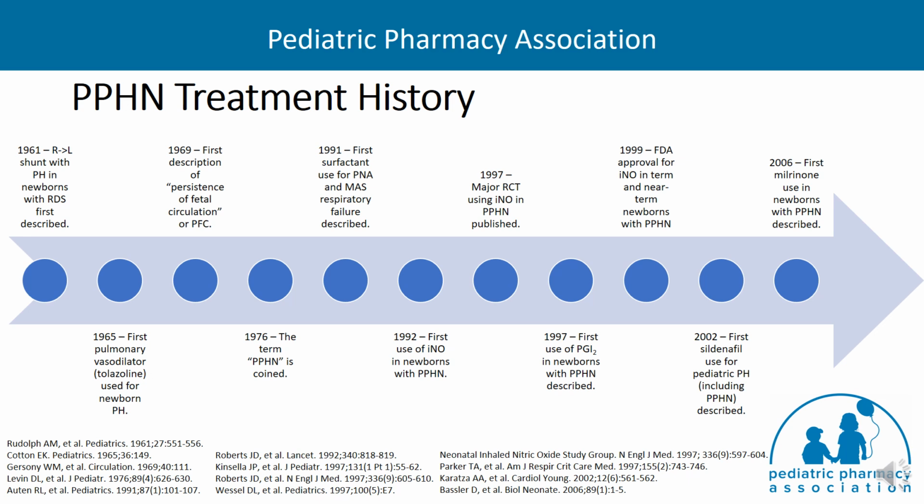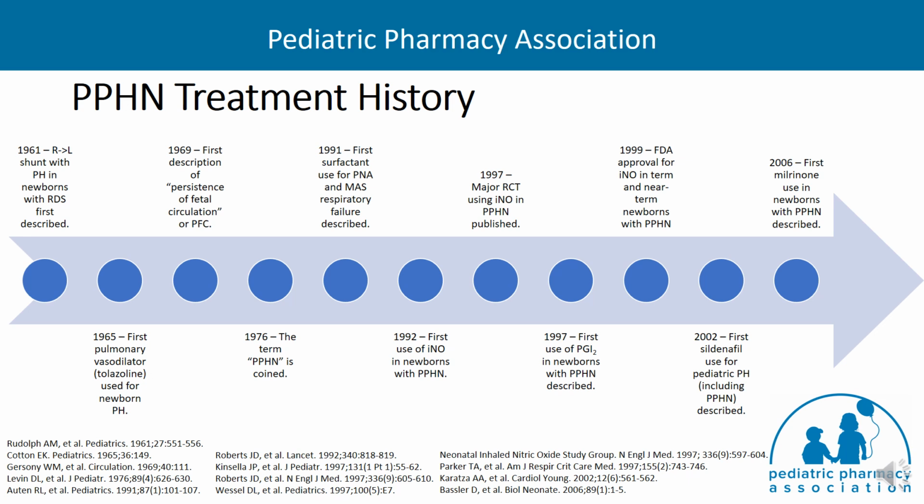The drug was tolazoline, which is not a currently FDA-approved medication. Back then, we used to refer to this disorder as persistence of fetal circulation, or PFC, but in 1976, we coined the term PPHN in the literature. Surfactant was first described for use in patients with pneumonia and meconium aspiration in 1991.